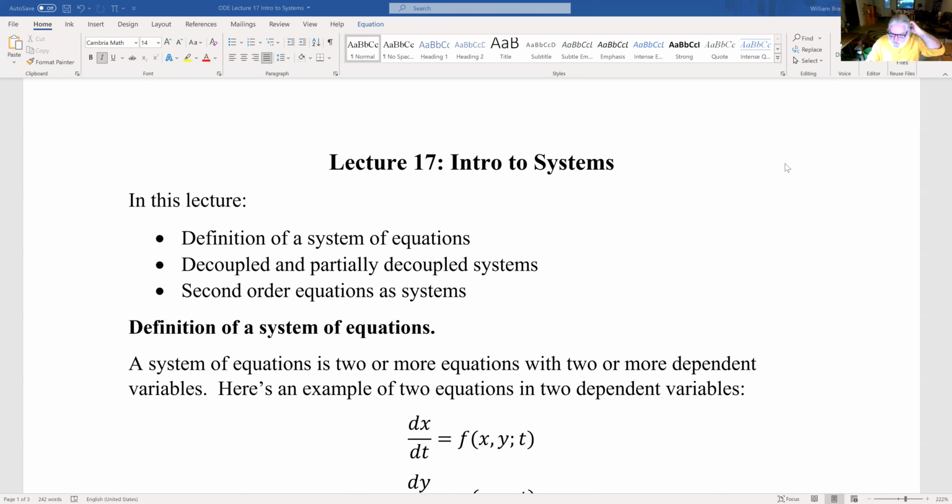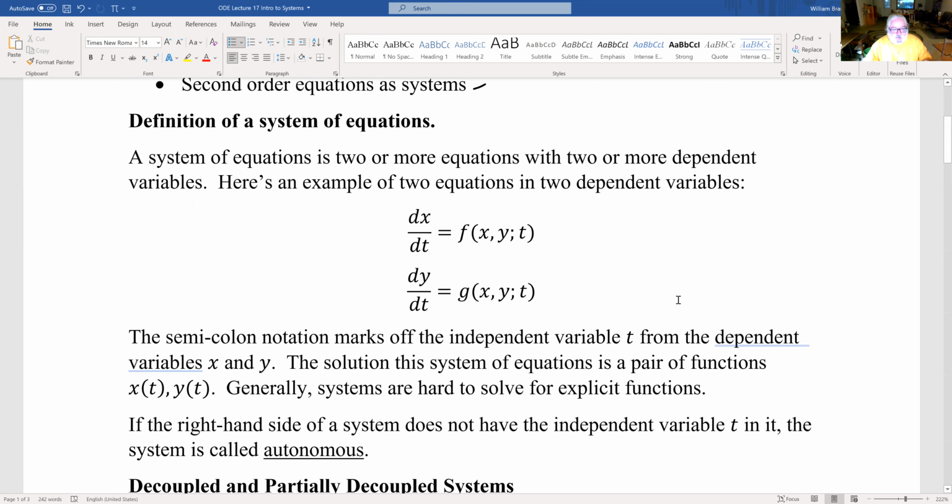Okay, ODE lecture 17, introduction to systems of differential equations. So we'll define them, talk a little bit about decoupled and partially decoupled systems, and then we'll talk about second order equations as systems. So a system of equations is just two or more equations with two or more dependent variables. This is sort of a canonical form.